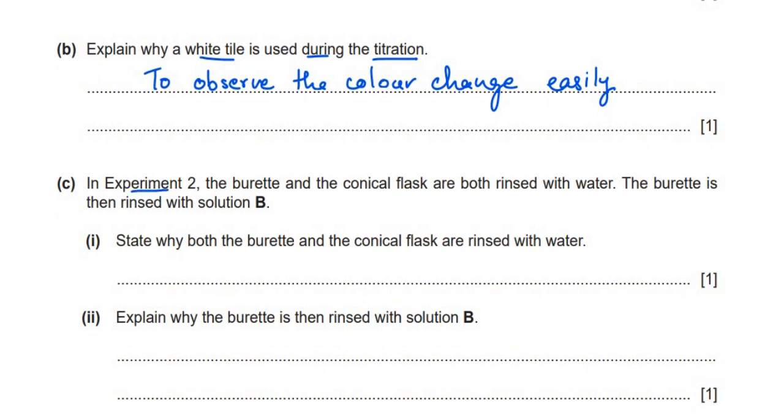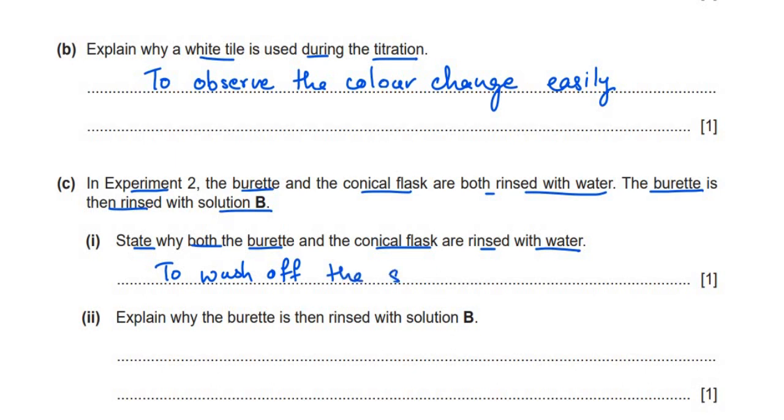In experiment 2, the burette and the conical flask are both rinsed with water. The burette is then rinsed with solution B. Now that is done before starting experiment 2, after the finish of experiment 1. State why both the burette and the conical flask are rinsed with water. Now the answer is as simple as that: to wash off solution A fully. That is the simple reason. Before using solution B in experiment 2, we should remove solution A completely.